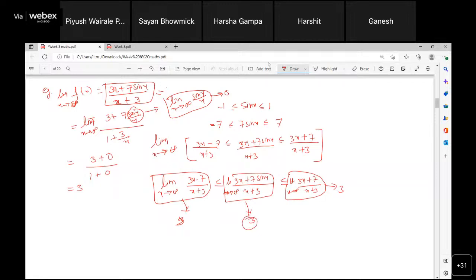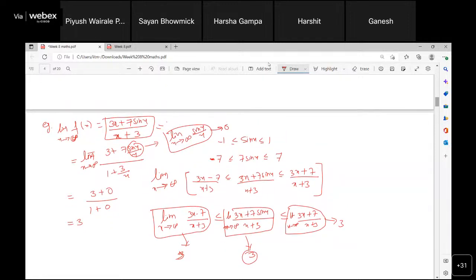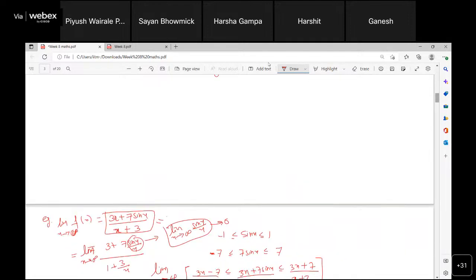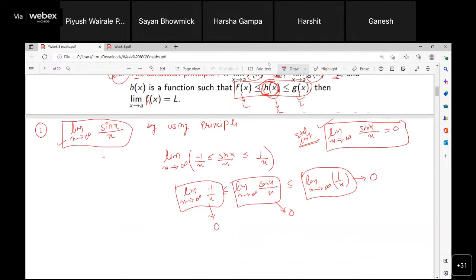So in this way you can apply it. But we are going to learn L'Hospital's rule, so in that case you can easily apply that tool. That thing is already discussed, but this is the application of the sandwich principle. Is there any doubt?